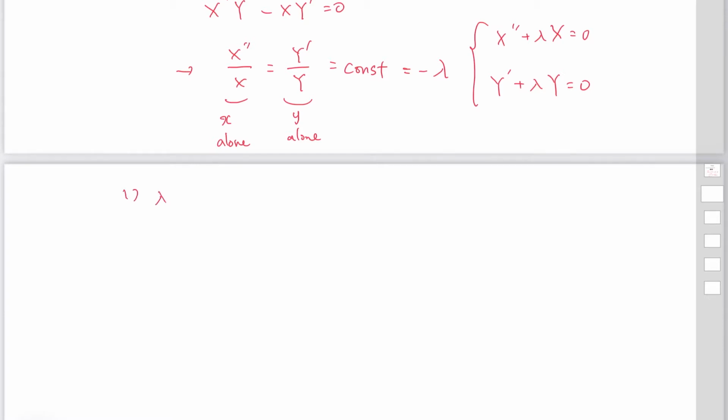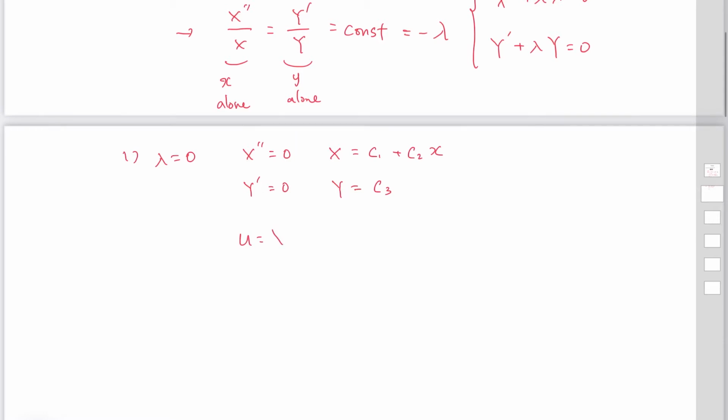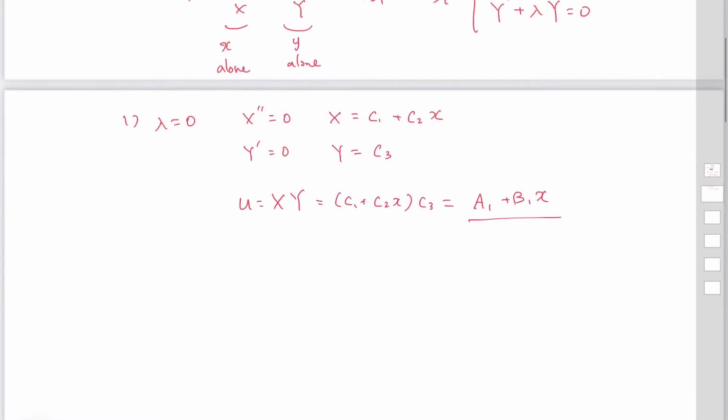The first case is lambda equals 0. This means X double prime equals 0, so the solution for capital X is c sub 1 plus c sub 2 x. From Y prime equals 0, Y is a constant value, c sub 3. And u is the product of the two functions X and Y, so it becomes c sub 1 plus c sub 2 x times c sub 3. As the solution, you can write a sub 1 plus b sub 1 x. So this is the solution when lambda equals 0.